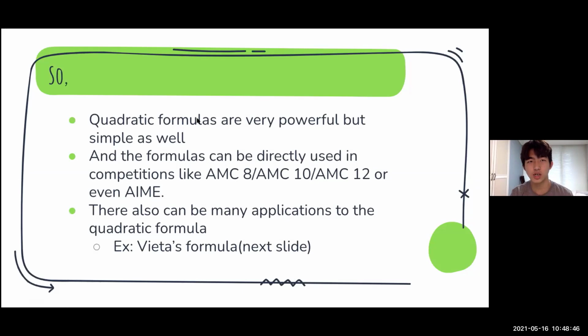So the quadratic formula is very powerful, but it can be very simple as well, depending on what kind of quadratic equation it is. The formula can be directly used in competitions like AMC 8, AMC 10, or even AIME. There are also many applications of the quadratic formula. One of the main examples is Vieta's formula, which will be on the next slide.